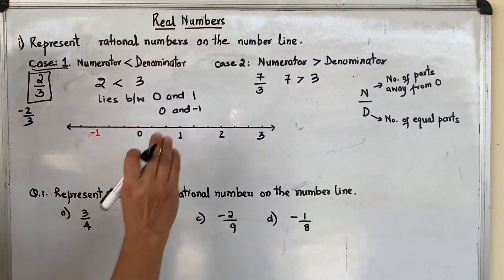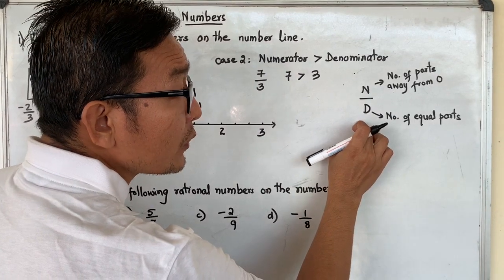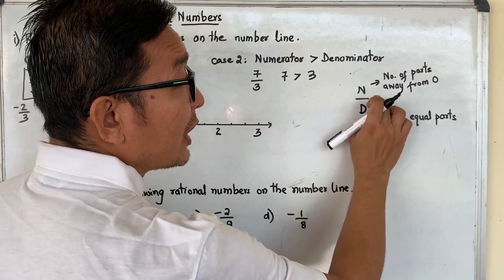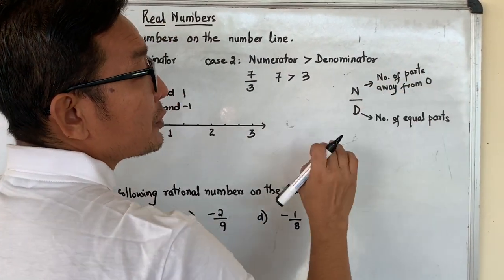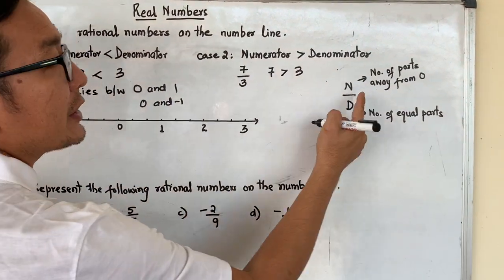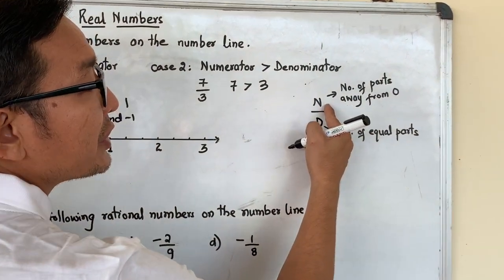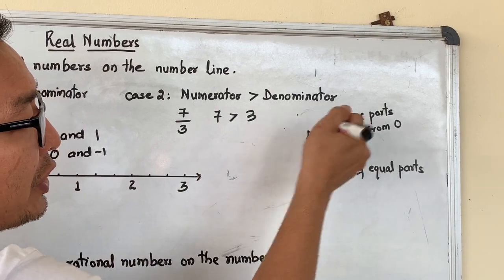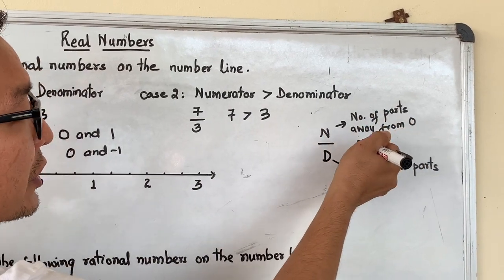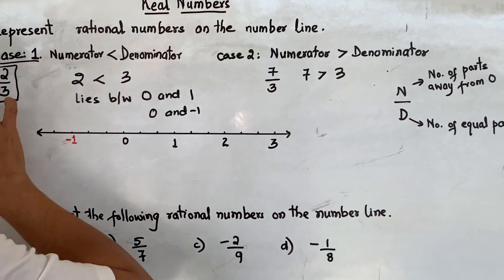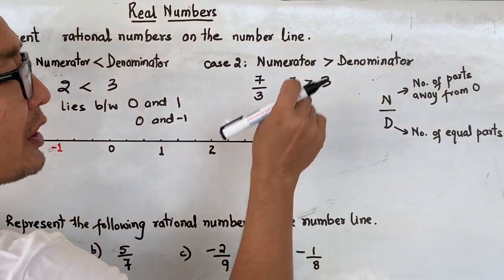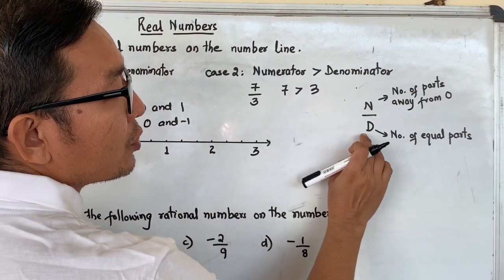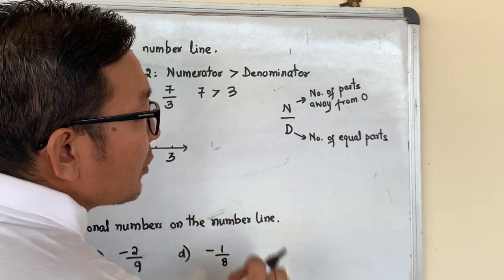The numerator tells us the number of parts away from zero. The denominator tells us the number of equal parts.